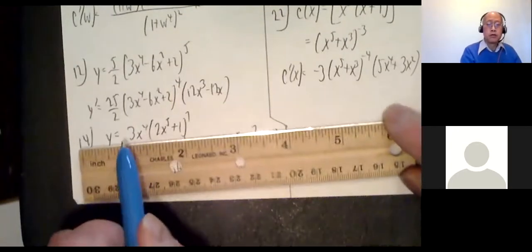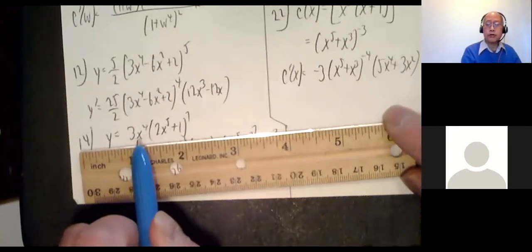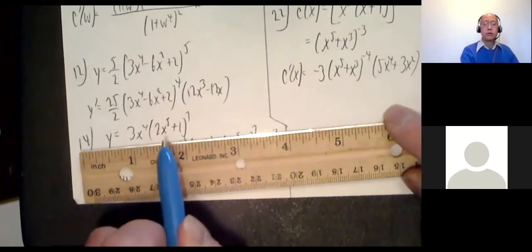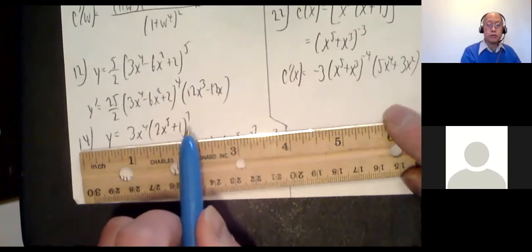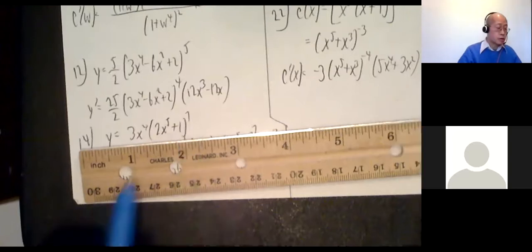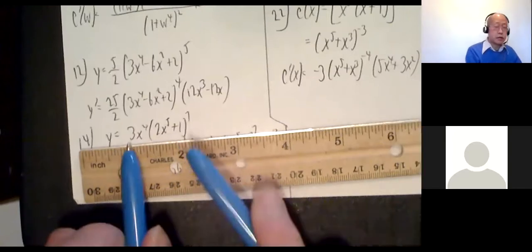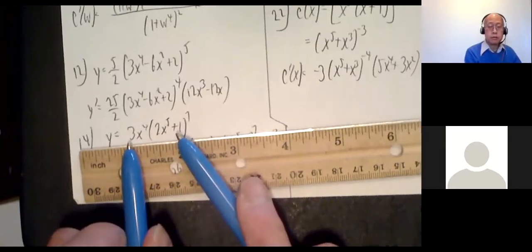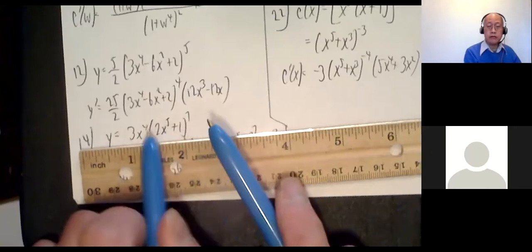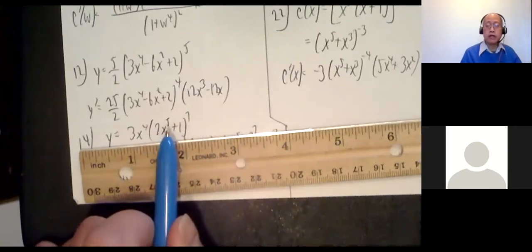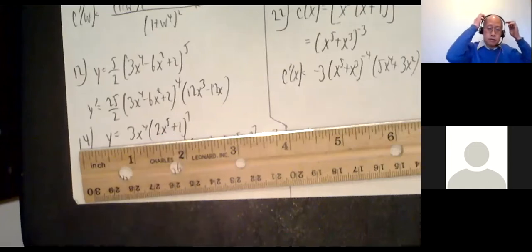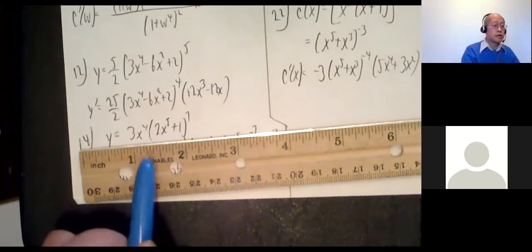Okay, like 14. 14, y equals 3x to the 4th, 2x to the 5th plus 1, all to the 7th power. So there's a combination here. There's a product rule. And there's also a chain rule here. So this is a chain rule inside a product rule. Okay, so it gets more complicated.